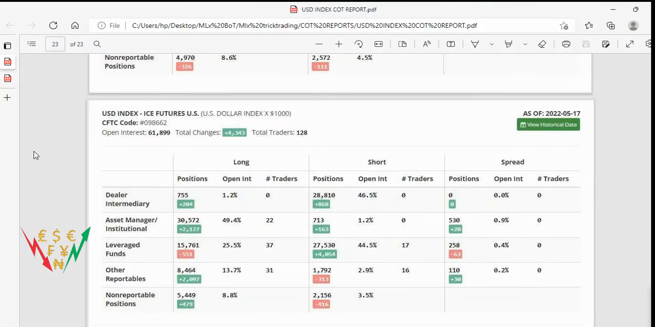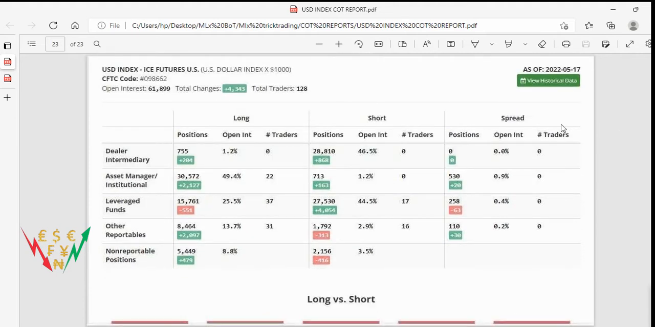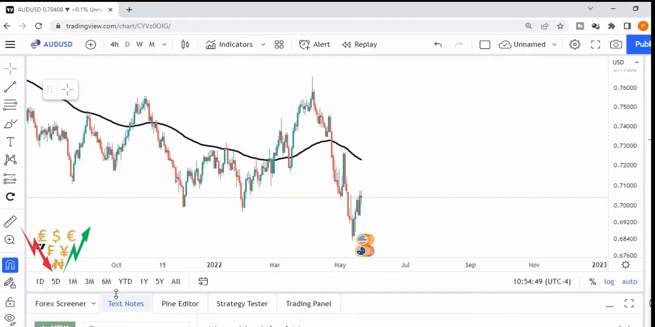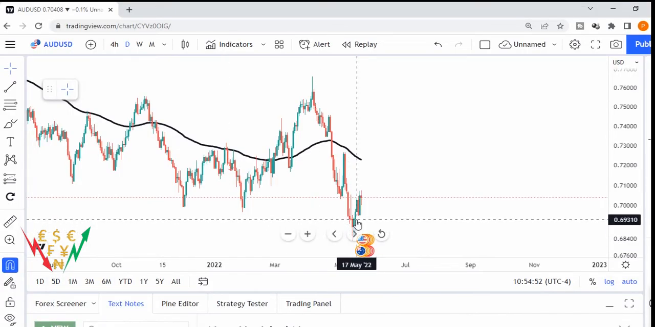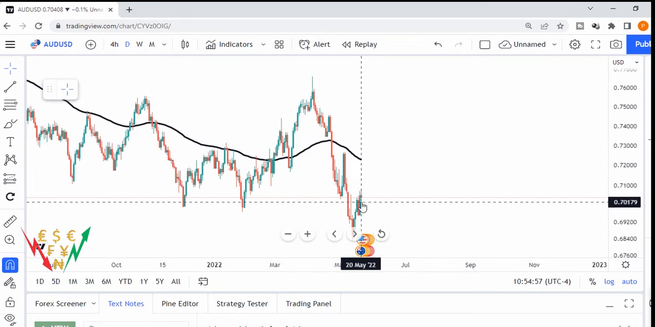From the COT perspective, we're looking at the US dollar index from the last report on the 17th of May. And from what we see here, guys, the leverage funds removed 550 long positions and added 4,045.54 short positions on the USD. And that's why when we look at the charts here, we can see that that made some kind of impact last week as we saw AUDUSD being bullish. Same thing with the GBPUSD and EURUSD.